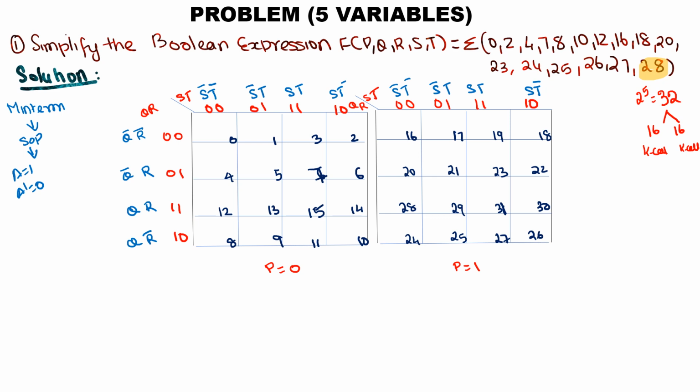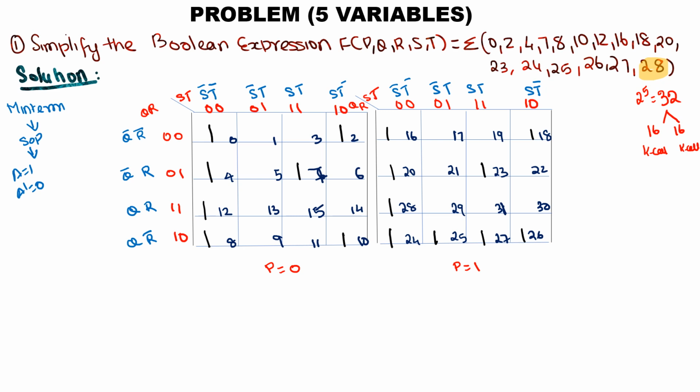Now we look into the given problem and see how to fill this K map. Since it is a min term and SOP, the filling is done with 1. So my 1 will lie at 0, then at 2, then 4, 7, 8, 10, 12, 16, 18, 20, 23, 24, 25, 26, 27, and 28. Now we have marked our ones in the K map.